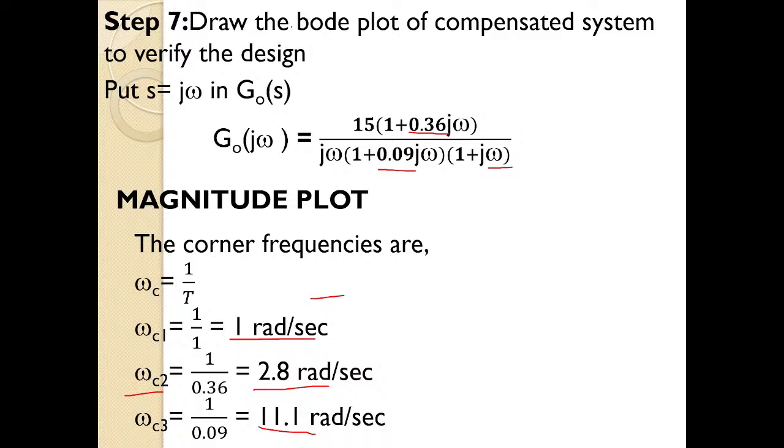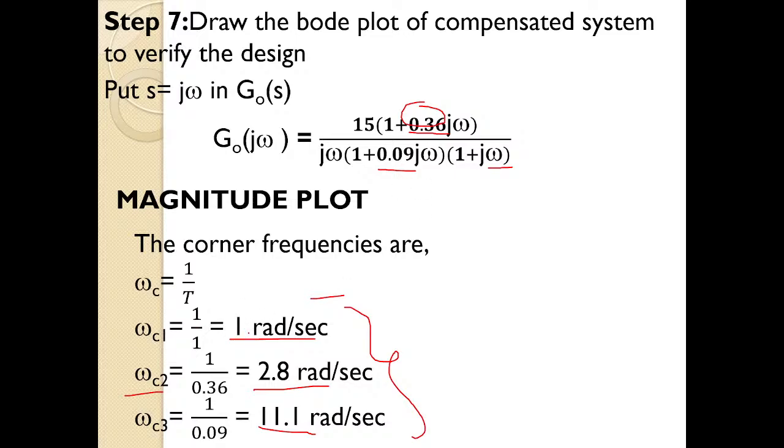The reason why I have not considered omega c1 equal to 1 by 0.36 is to get the sequence in increasing order. I want omega c1 to be less than omega c2, and omega c2 to be less than omega c3. So I wanted the sequence. First of all, you just calculate the corner frequencies.